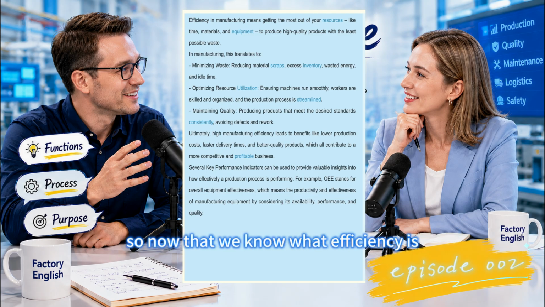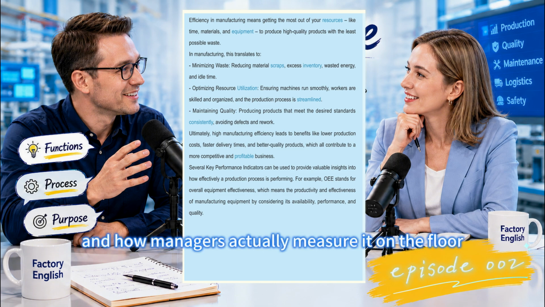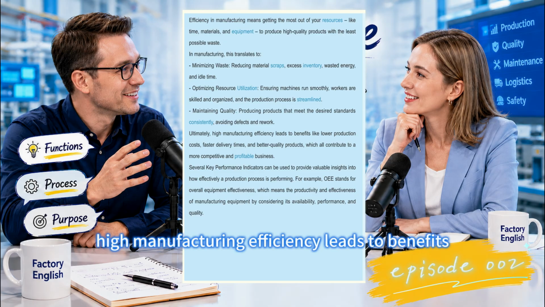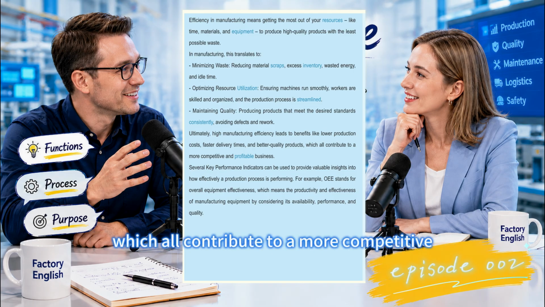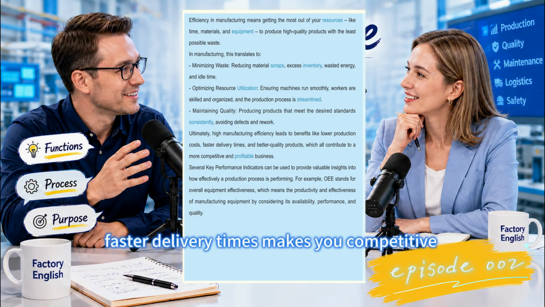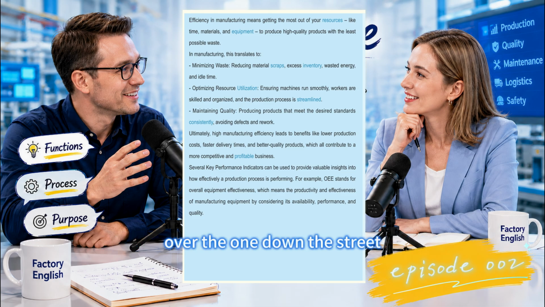Okay, so now that we know what efficiency is and how to achieve it, the text sort of shifts to the so what. Yeah, the payoff, the benefits, and how managers actually measure it on the floor. I'll read those final sentences. Ultimately, high manufacturing efficiency leads to benefits like lower production costs, faster delivery times, and better quality products, which all contribute to a more competitive and profitable business. The business language there is straightforward but important. Lower production costs makes you profitable. Faster delivery times makes you competitive. Right, meaning clients will choose your factory over the one down the street.